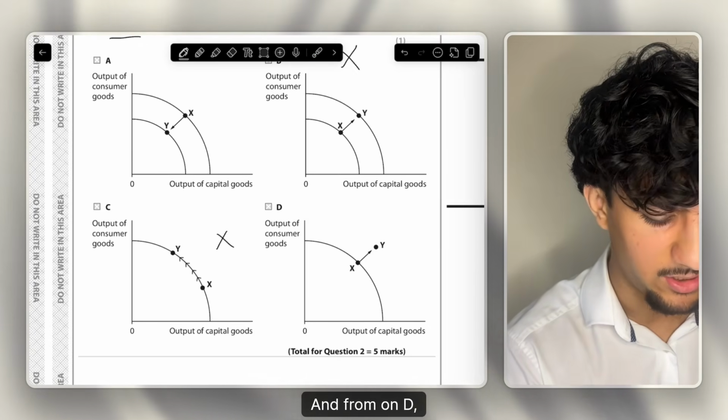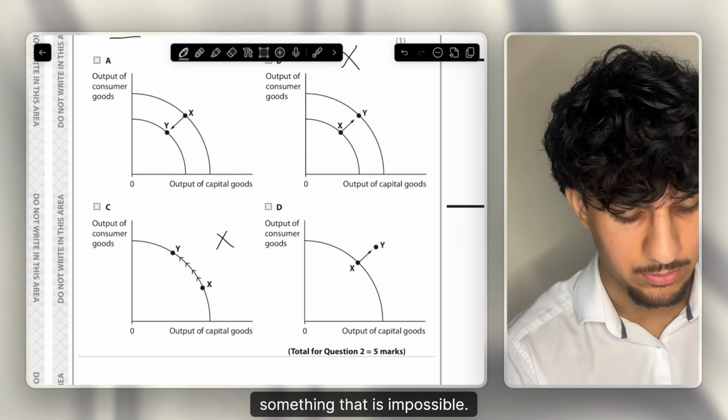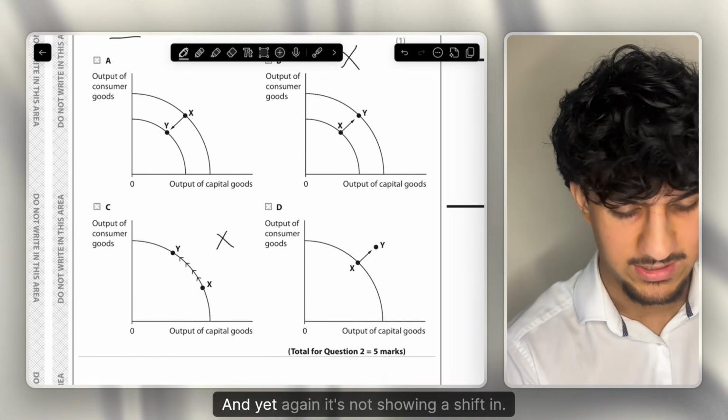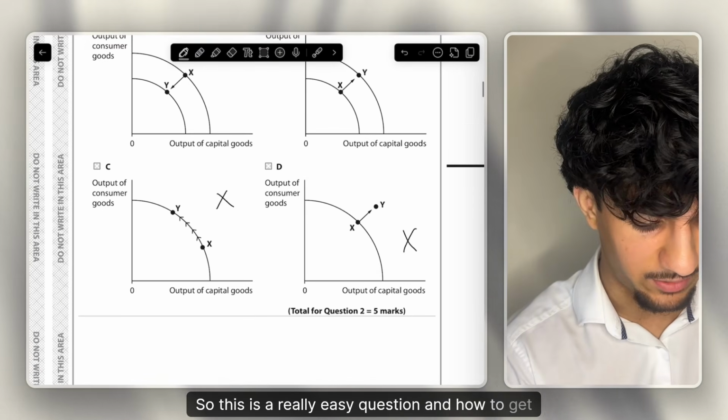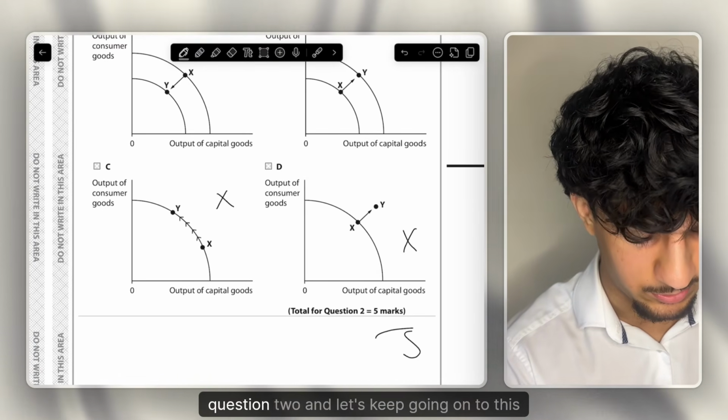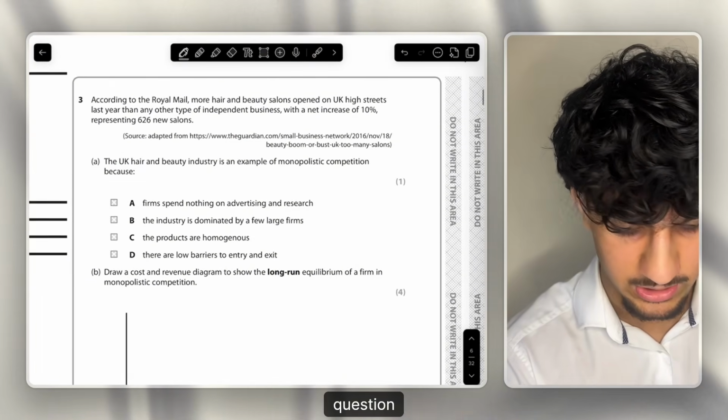And on D, of course, it's just showing something that is impossible. We're moving to a point that we cannot achieve, and yet again, it's not showing a shift in, therefore that would be A. So this is a really easy question, and that's how to get 5 out of 5 marks on that question 2. And let's keep going on to this question 3.